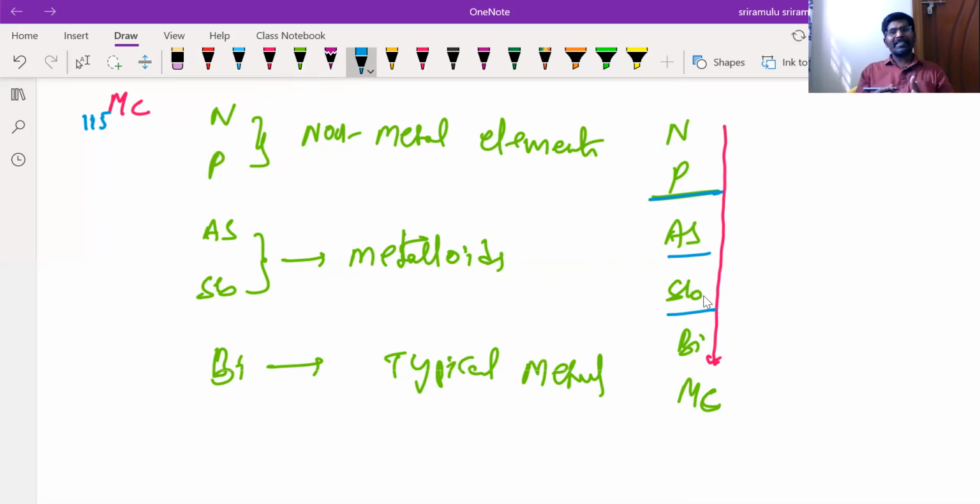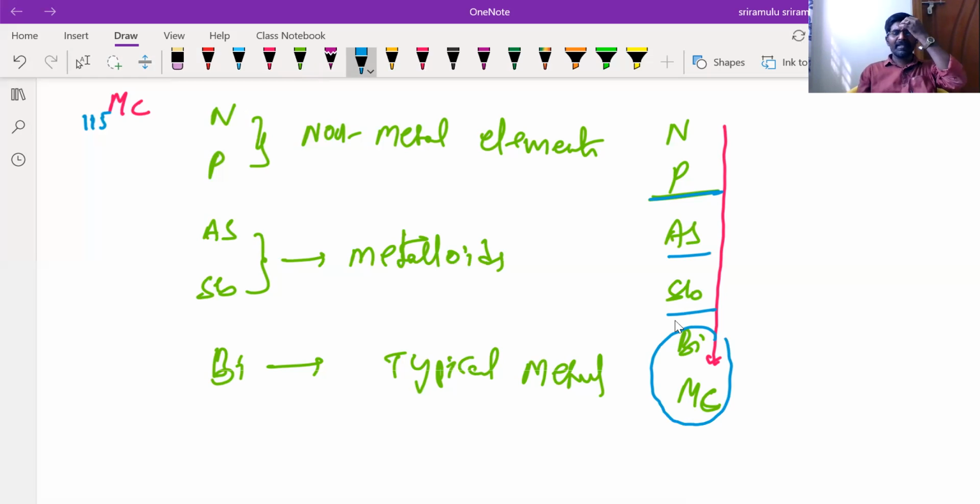Now you know the metalloids means they behave as metallic as well as non-metallic property. And the last elements, these two elements, are typical metal elements. So these are the typical metal elements, okay. So these are the things about this one.